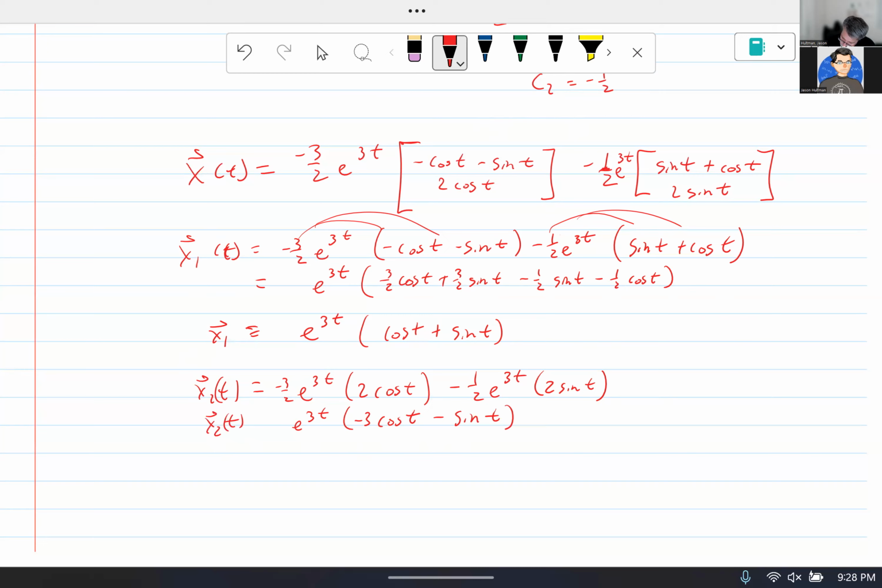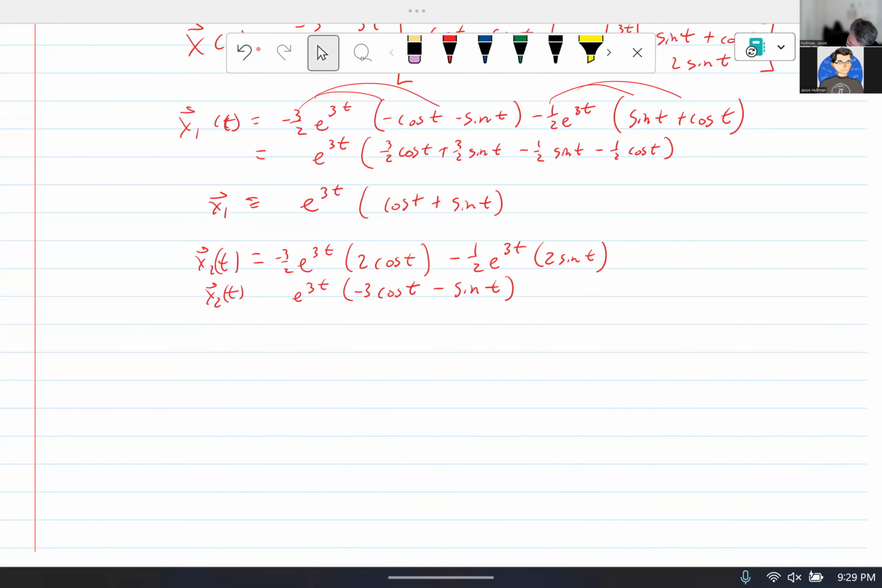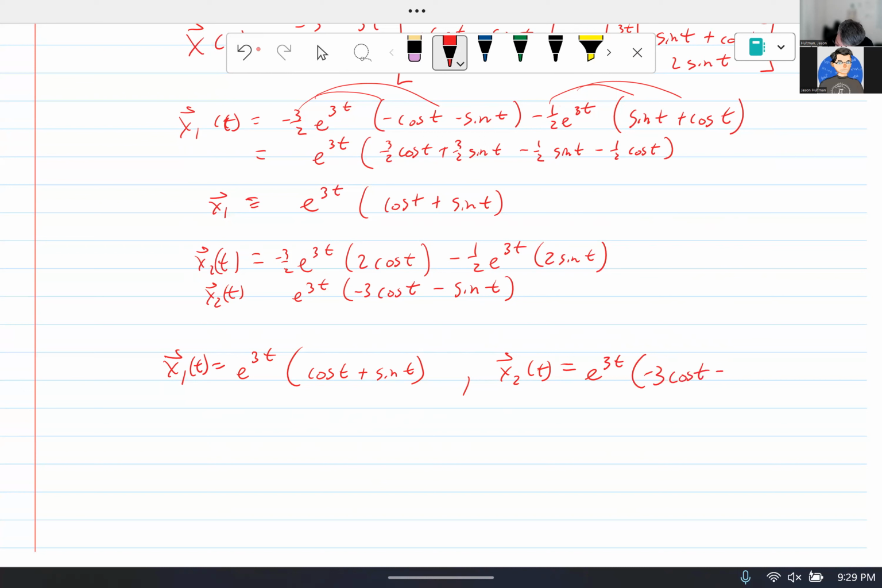So my particular solution is x1 equals e to the 3t times cosine t plus sine t, and x2 of t, I should probably put the t here because it's my final answer. x1 of t equals that, and then x2 of t is equal to e to the 3t times negative 3 cosine t minus sine t. And there you go. There's my particular solution.